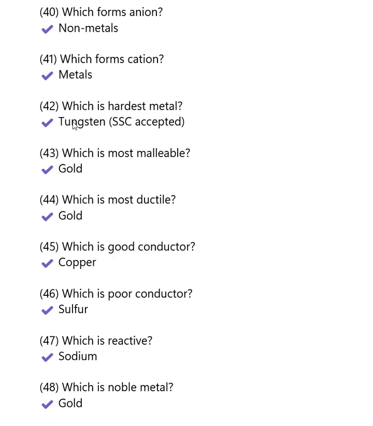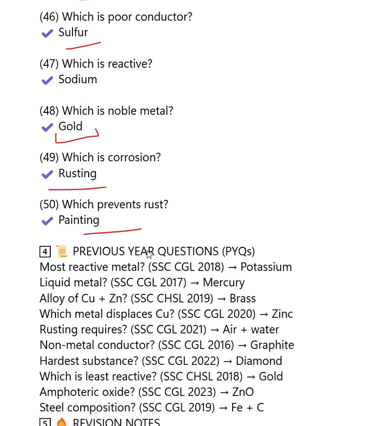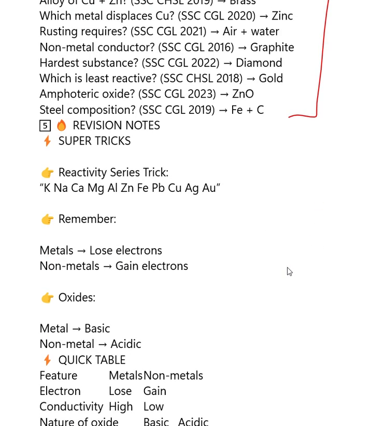Now, which is the hardest metal? That is tungsten. Which is most malleable? That is gold. Which is most ductile? That is also gold. Which is a good conductor? That is copper. Which is a poor conductor? That is sulfur. Which is a noble metal? That is gold. What is corrosion? That is rusting. What prevents rust? That is painting. Check out these, and here this topic is also complete.